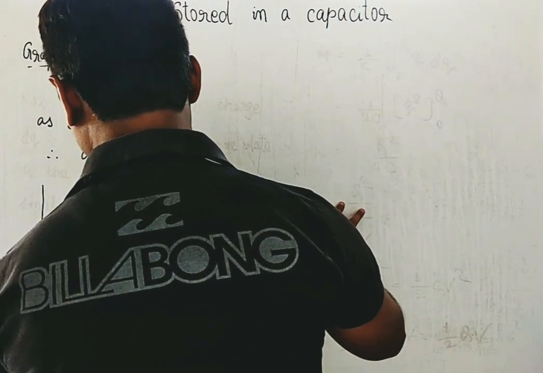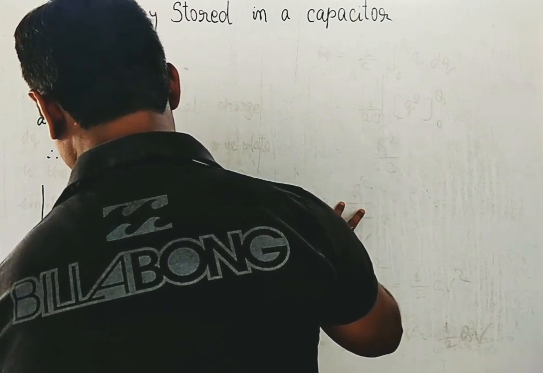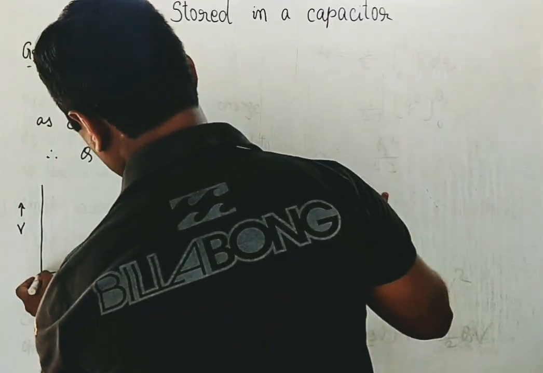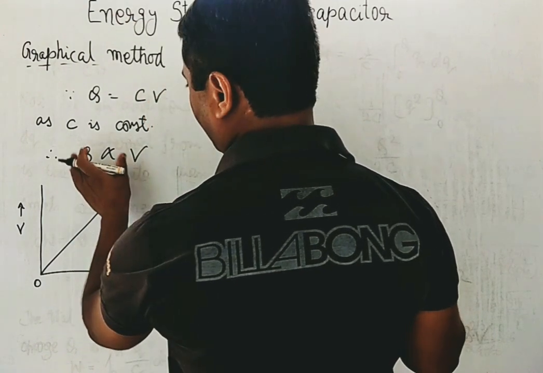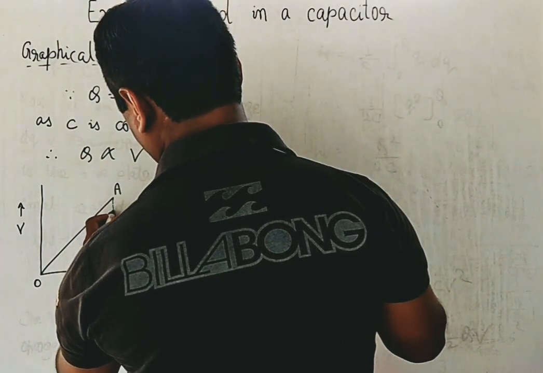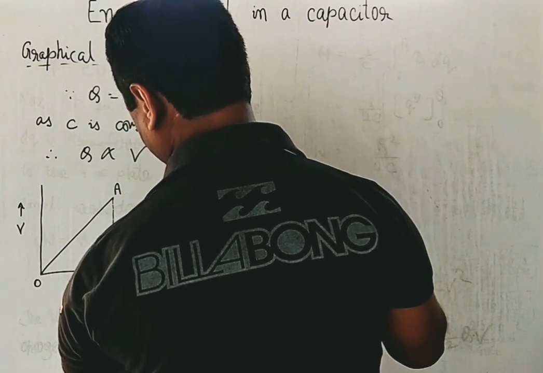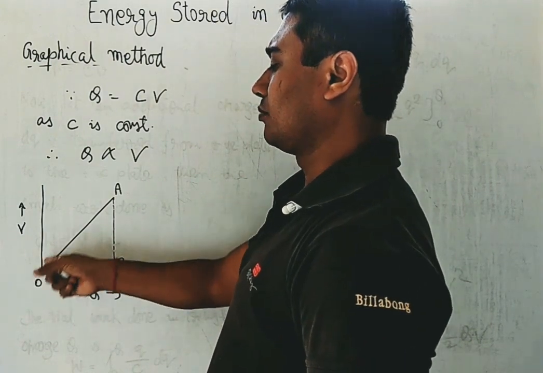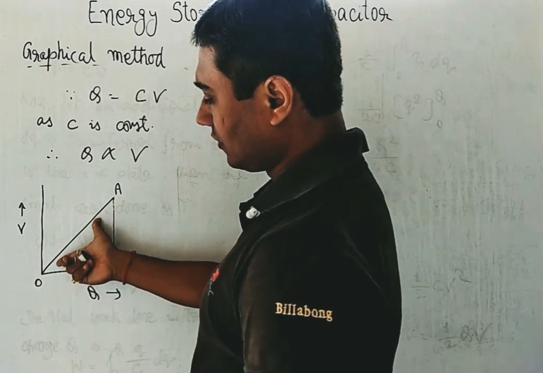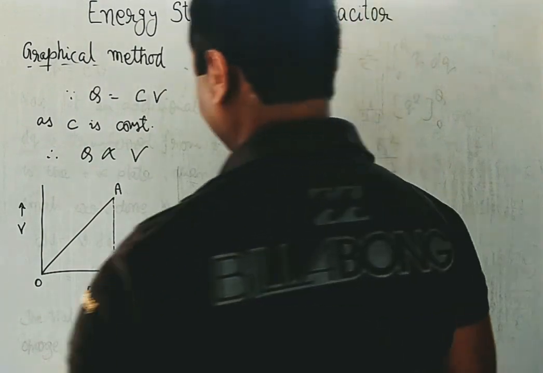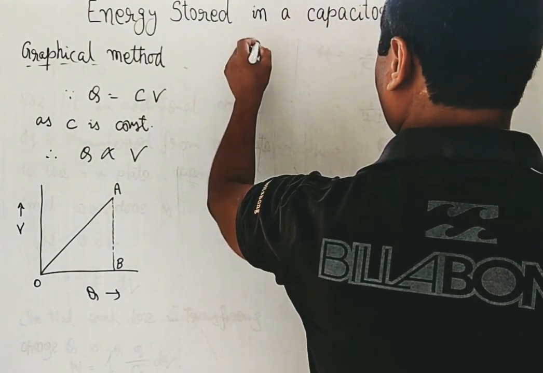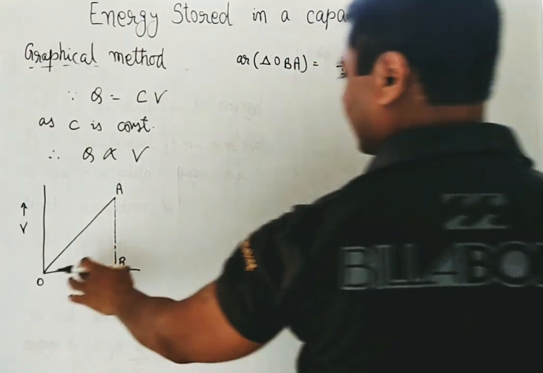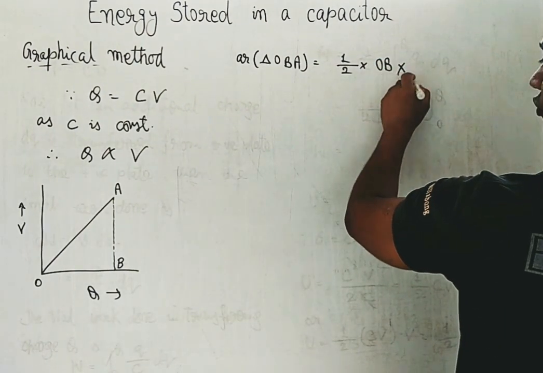Suppose this is the y-axis, a two-dimensional coordinate system we are having, with origin 0. On the x-axis we are representing charge Q, and on the y-axis electric potential V. The graph would appear to be a straight line as this equation suggests. Let this point be A, and let's draw a perpendicular from this point A on the x-axis, and call that point B. Directly let's calculate the area bounded by this VQ graph with the Q axis. So the area of triangle OBA is equal to half base into height. The base would be OB, and the height would be BA.